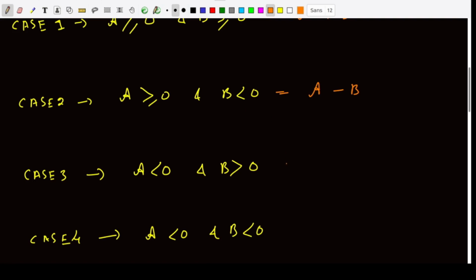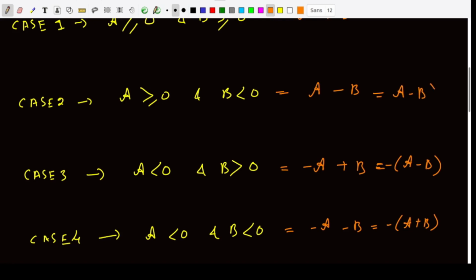I hope this makes sense, right? And a is less than 0, so minus a, and b is greater than 0 is b. Here basically minus a minus b, and this we can write it down as a plus b. Okay, and let us rearrange this. This can be written as a minus b. Negative I am taking as common, and this is actually a minus b, so this is fine.